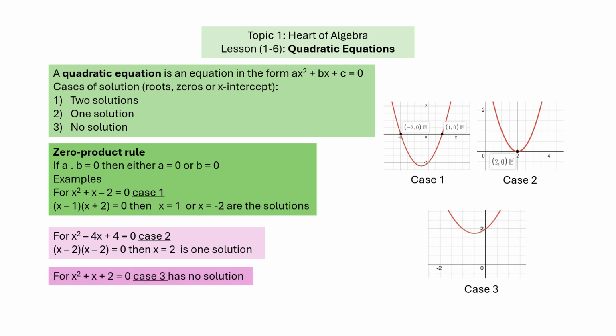Third one: the graph avoids the x-axis, it doesn't intersect it at all. Like this question, x squared plus x plus 2 equals 0. This case 3 has no solution because you can't get two numbers that multiply to give 2 and sum to 1, the middle term. So in this case it avoids the x-axis. This will be no solution.